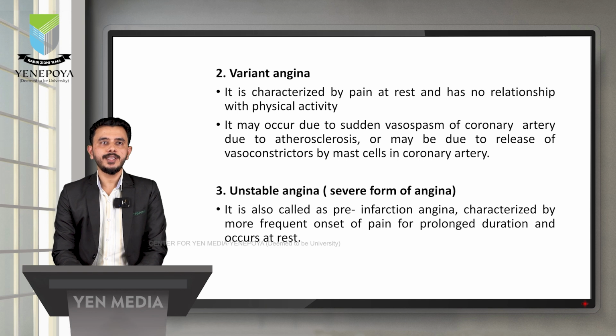Coming to the third one, that is unstable angina. This is the severe form of angina. It is also called pre-infarction angina, characterized by more frequent onset of pain of prolonged duration and occurs at rest. So the difference with unstable angina is that both when you are taking rest and when you are exercising, pain will be there.